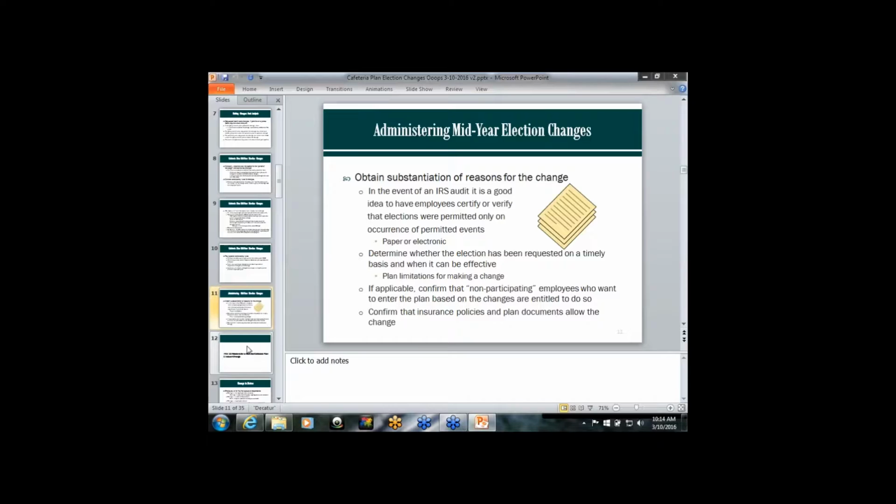Does the cafeteria plan permit it? Have you amended your plan document to incorporate that reason? Is there some type of certification required? And was the change requested timely? Again, did they come in 6 months too late to ask for the change?